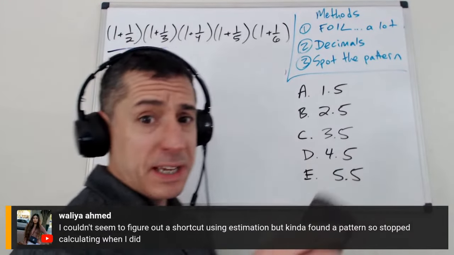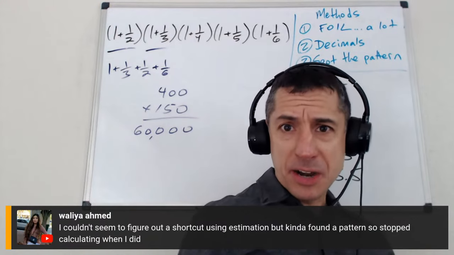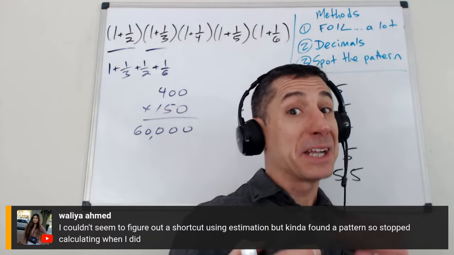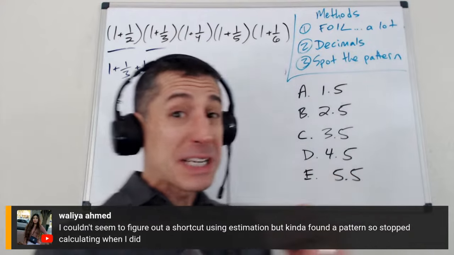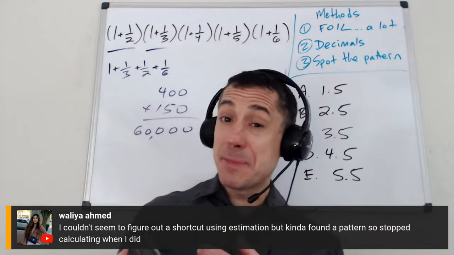And Walia, yeah, spot on. The best way to go about this is take a breath and see if you can spot the pattern. Those will emerge a lot. A lot of what the GMAT is, when we talk about what quantitative reasoning is, it's about flexibility. It's about puzzle solving. A lot of the time it's about pattern recognition.